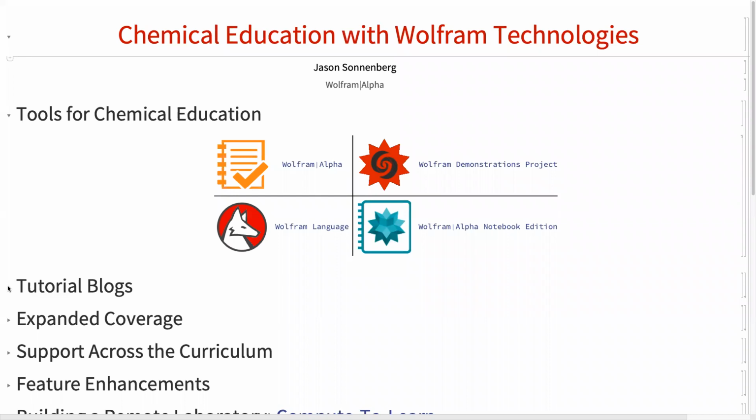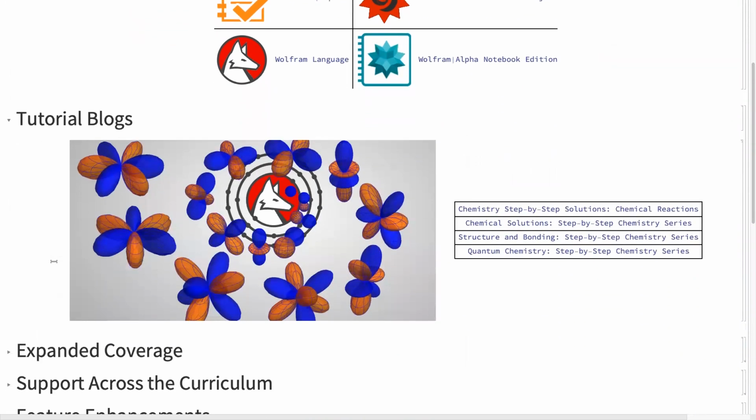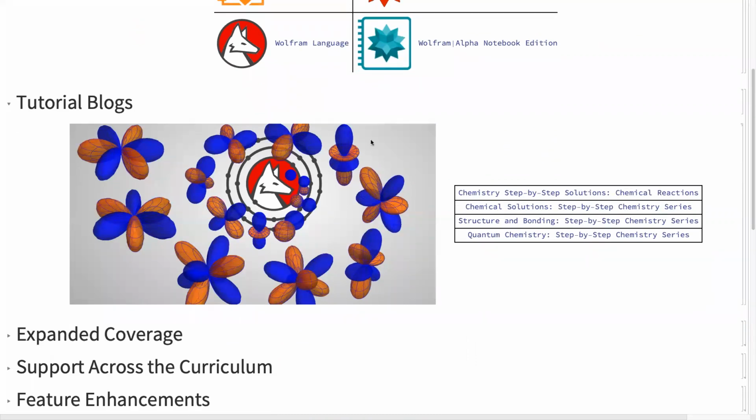So what have we been doing? It's been a busy year for chemical education with Wolfram tech, and I'd like to share some of the things that we've been putting out. To get things started, we kicked the year off with a 4-part blog series, hopefully some of you saw, where we were talking about how to use the step-by-step solutions aspect of the Wolfram Alpha Pro package to solve chemical reaction problems, to do solutions, to work with structure and bonding, and quantum chemistry. And those 4 blogs are available here.